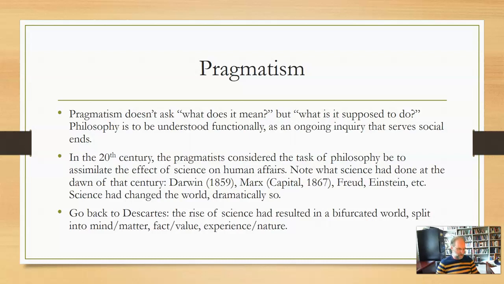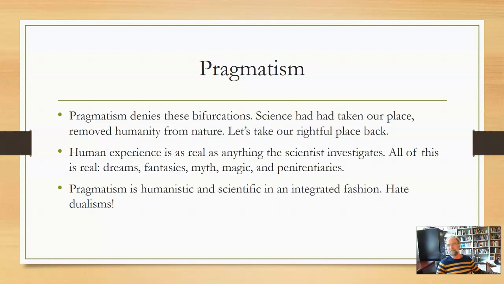Pragmatism denies these bifurcations and seeks to put the human being back in nature. Science had removed humanity from nature, and we want to take our rightful place back. Pragmatism insists that human experience is as natural a phenomenon as anything that the scientist studies. Okay? It must retake its centrality. Look, all of this is real. Dreams, fantasies, myth, magic, and penitentiaries, to borrow a list from John Dewey. All of this is real. Okay? Thus, pragmatism is humanistic and scientific in an integrated fashion. It hates dualisms.